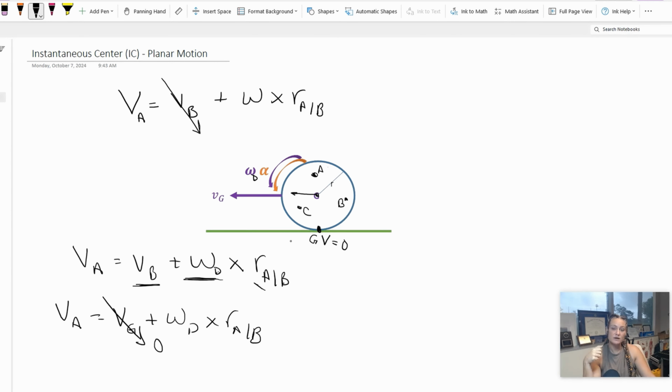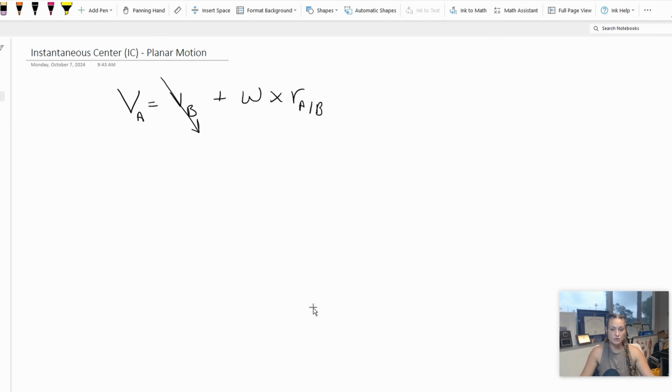Okay, so that's one way of doing it, by just looking at it. Another way is going to be using perpendiculars. So what do I mean by that? Let's look at an example.